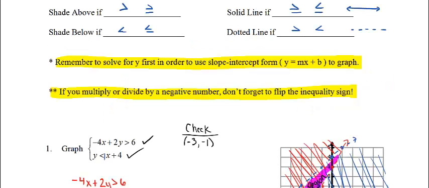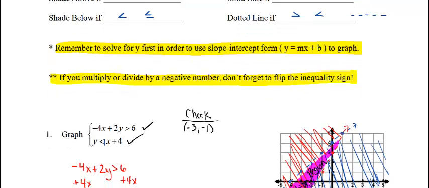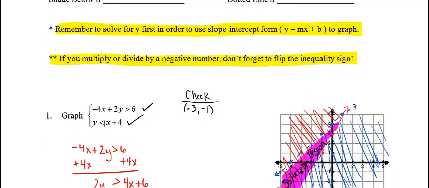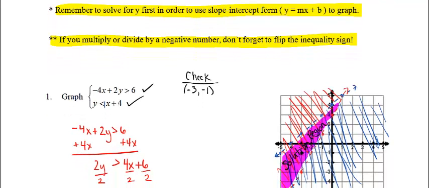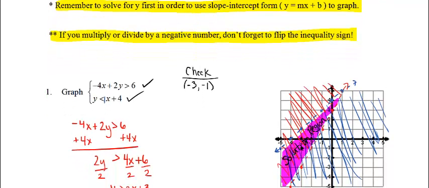In summary, it's important that you remember when to shade above, when to shade below, when to do a solid line, when to do a dotted line, and to not forget to flip that inequality if I divide by a negative. It's easiest to graph if I solve for y equals mx plus b, and my final answer is always the shaded region in which my two shadings overlap. So I've represented that in purple. I also encourage you to use colored pencils when you graph as well.